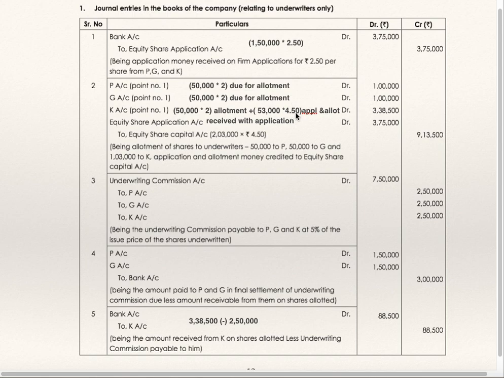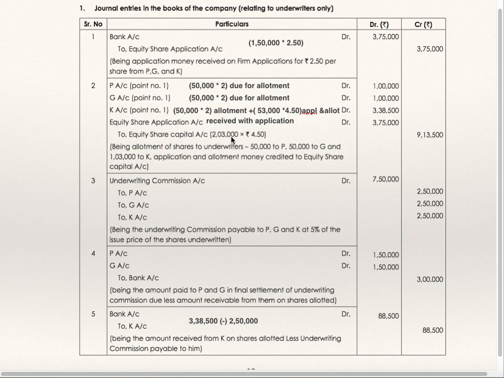4.50 is due, application plus allotment. So 50,000 into 2 is 1,50,000, into 2 is 1,50,000, plus 53,000 into 4.5 is 3,38,500. Equity share application account debit 3,75,000. This you are crediting to equity share application. Now you will debit here equity share capital account 9,13,500.